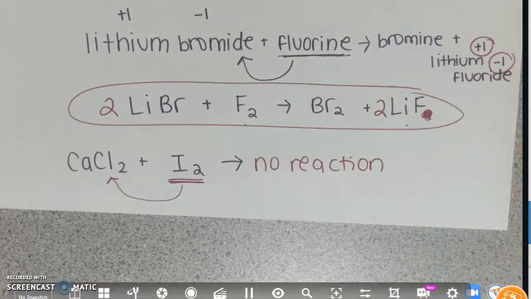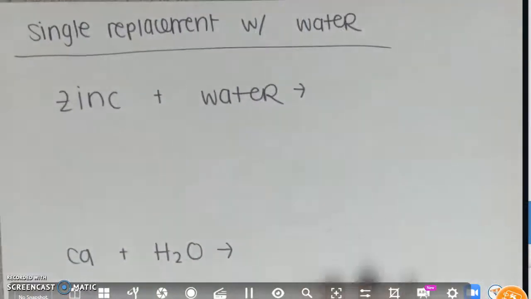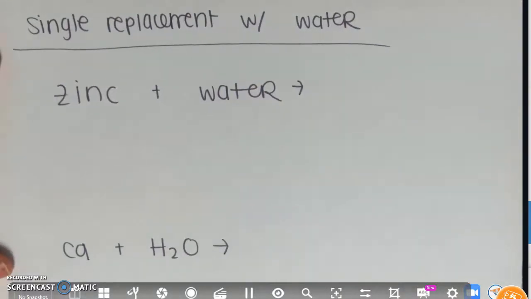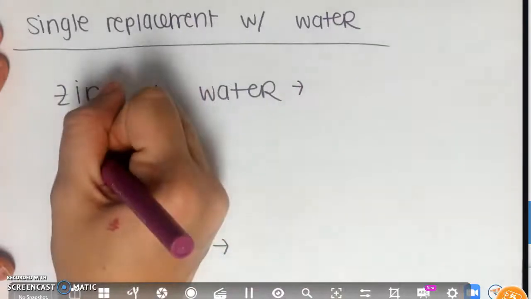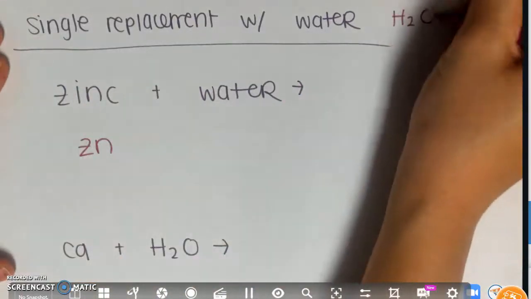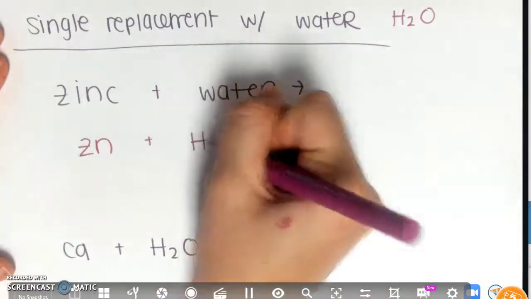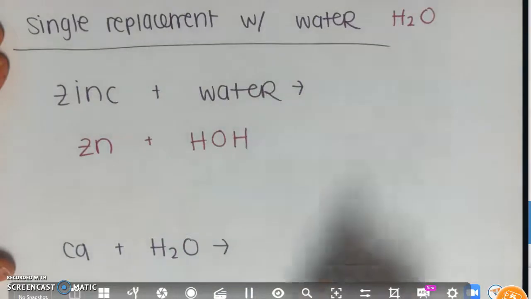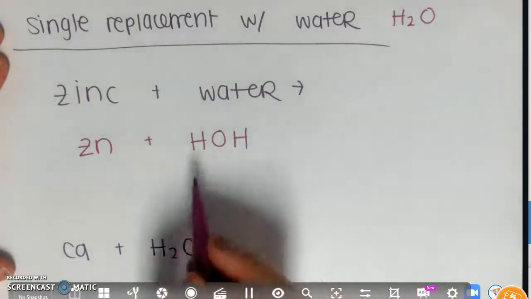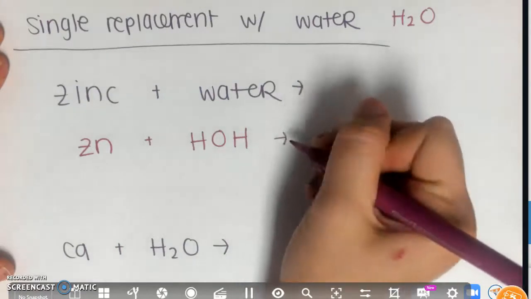And then we have single replacement with water. For single replacement reactions with water, you might see something like zinc plus water. Anytime you see water, I want you to write it. So water is H2O, you know that, but I don't want you to write it as H2O. I want you to write it as HOH. It's still 2 hydrogens and 1 oxygen, but this hopefully will help you remember what happens.